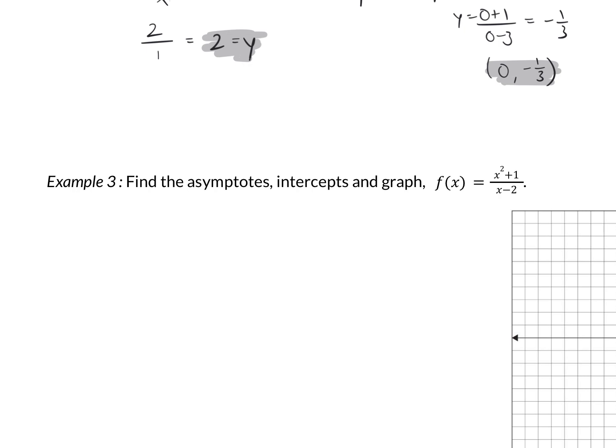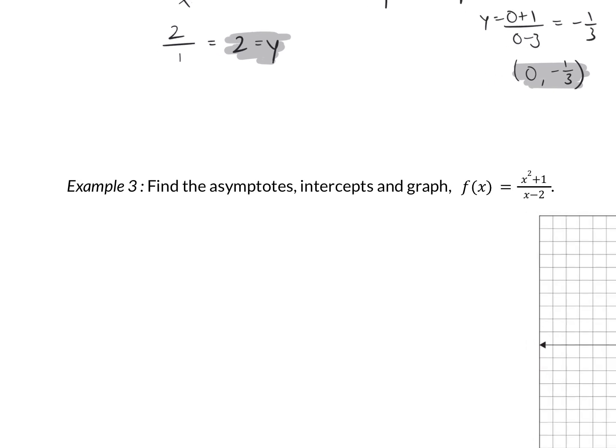So starting out with my vertical asymptote. The vertical asymptote, what do I need to do? For vertical, do I set the top or the denominator equal to 0? For vertical, denominator, yes. Set the denominator equal to 0. X minus 2 equals 0, so x equals 2. Also, thing to note, can I factor x squared plus 1? I don't believe so. No, you actually cannot. So we are good to leave that.